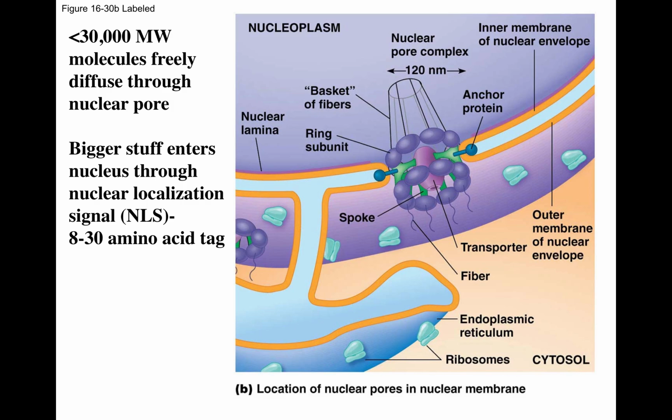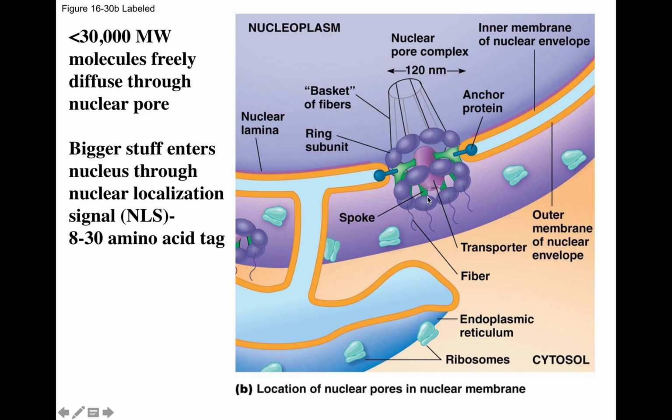And if we zoom in on a nuclear pore, it's a very complex protein structure that has a lot of structural elements to it. It's arranged sort of like a wheel that's embedded in the nuclear envelope. There are anchor proteins that attach it to the envelope. There are spokes that maintain it as a structure. There's a basket on the nuclear side of this.